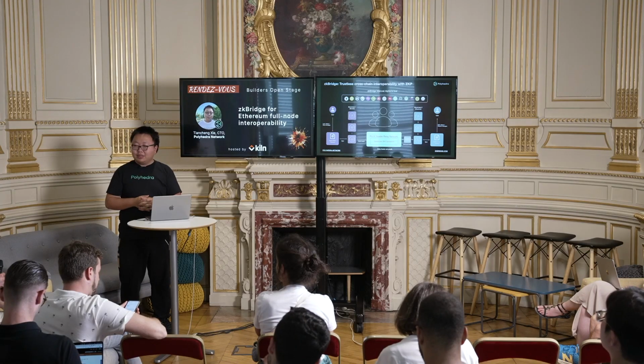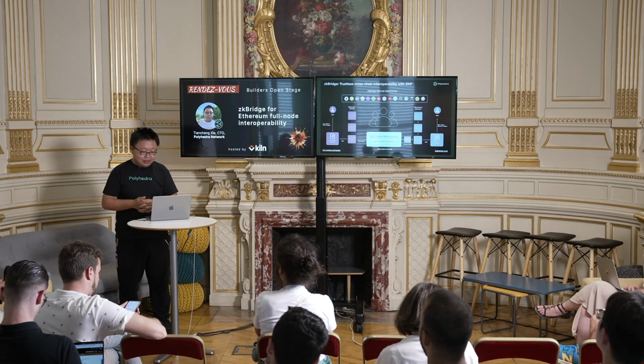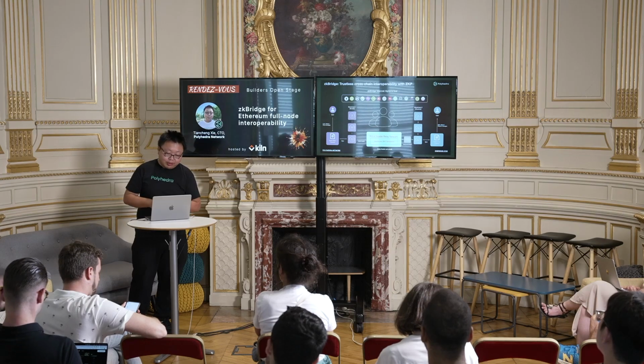What is the business model for you guys? Currently we are generating revenue from user transactions. Once they initiate a cross-chain transaction, we charge a fee. And for the prover, we will eventually open source it and let other parties come in, and we can charge a proof generation fee in the future. Makes sense. Cool. Thanks so much.